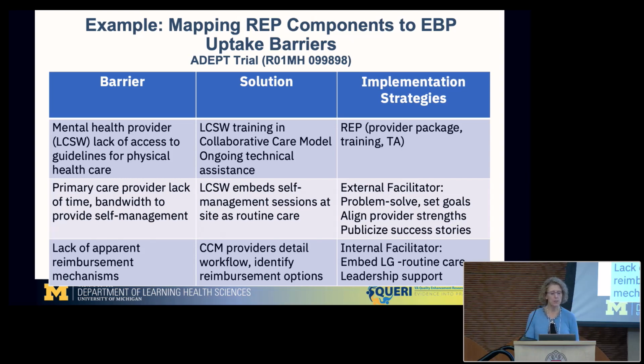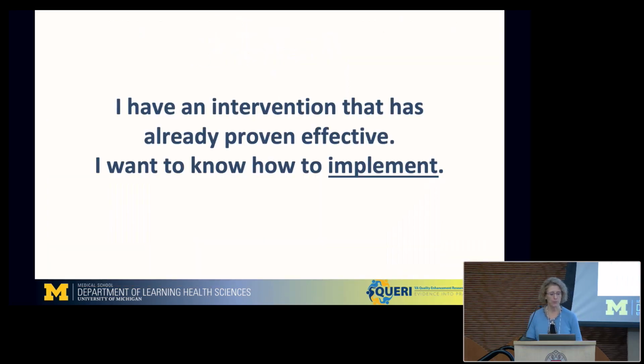We mainly used licensed clinical social workers who got additional training on the evidence-based practice, the Life Goals collaborative care model, and then we also allowed them and helped to empower them to provide the self-management support to the patients and the clients in these different settings. And so basically each implementation strategy addressed a major barrier that we were trying to overcome in our hybrid type 3 implementation trial. So this is where we had an intervention that was already proven effective, which was the collaborative care model, and we want to know how to implement it.